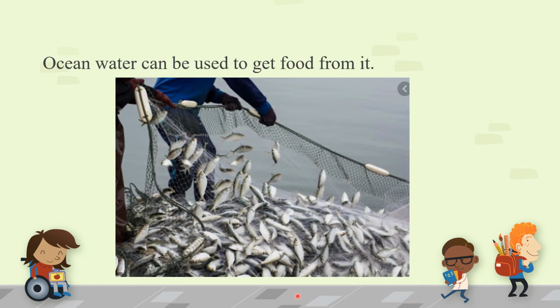People who live near water often fish for food. Ocean water can be used to get food from it. How do we depend on water? We drink water, water crops, cook and clean with water, and eat plants and animals that live in oceans, rivers, and lakes. We use rivers, lakes, and oceans for recreation and travel from place to place. How are ocean water and river water different? Ocean water is salty, river water is fresh.